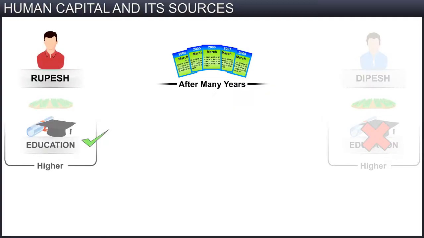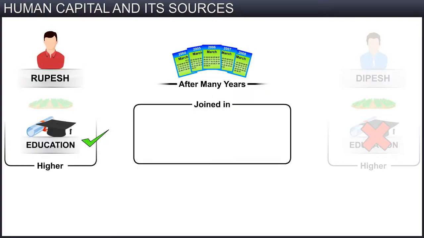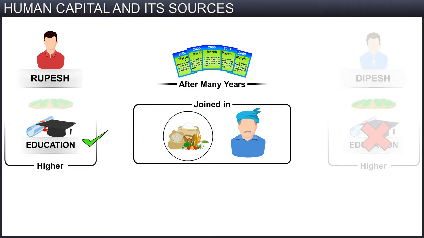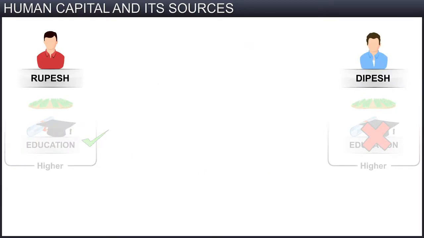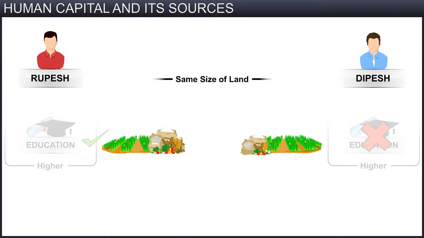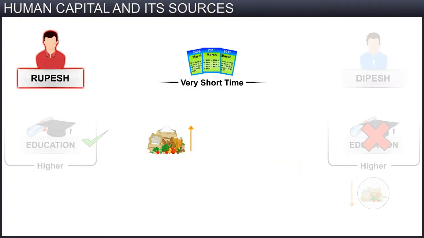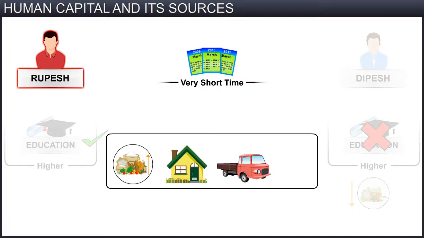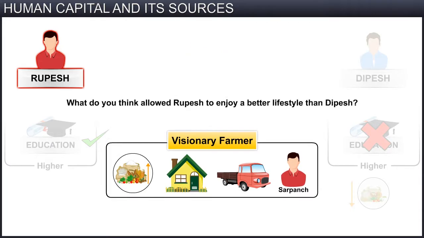Many years later, after completing his studies, Rupesh joined his father in his agricultural business. Deepesh was shocked to discover that, despite having the same size of agricultural land, the yield from Rupesh's field was far more than his own. Besides this, in a very short period of time, Rupesh managed to buy a beautiful house and a vehicle to carry the agricultural output to the city market. He was also looked upon as a future sarpanch of his village because of his popularity as a visionary farmer. What do you think allowed Rupesh to enjoy a better lifestyle than Deepesh?